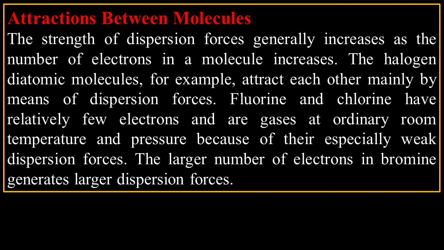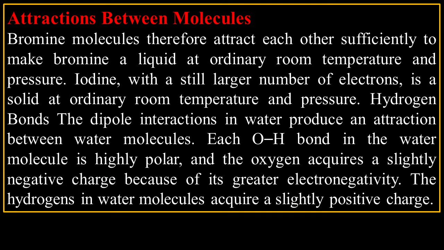And bromine is going to be a liquid at room temperature. It's a little bit more of a liquid. That's when it approximately changes. Bromine molecules therefore attract each other sufficiently to make bromine a liquid at ordinary room temperature and pressure, barely. Iodine, with a still larger number of electrons, is a solid at ordinary room temperature and pressure.